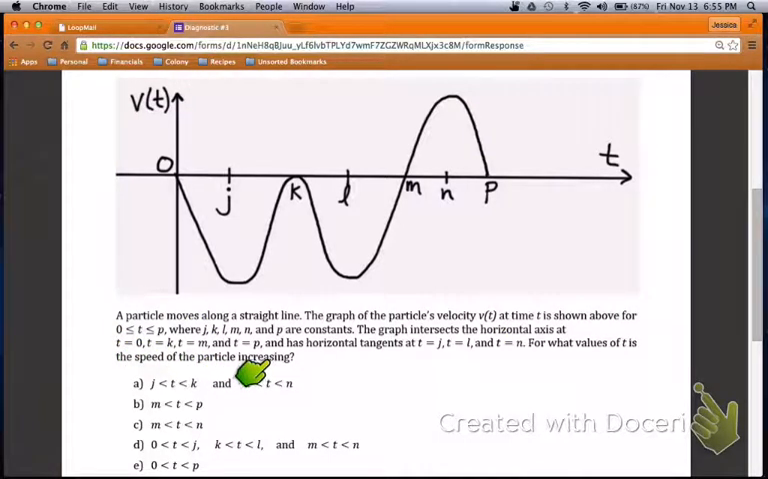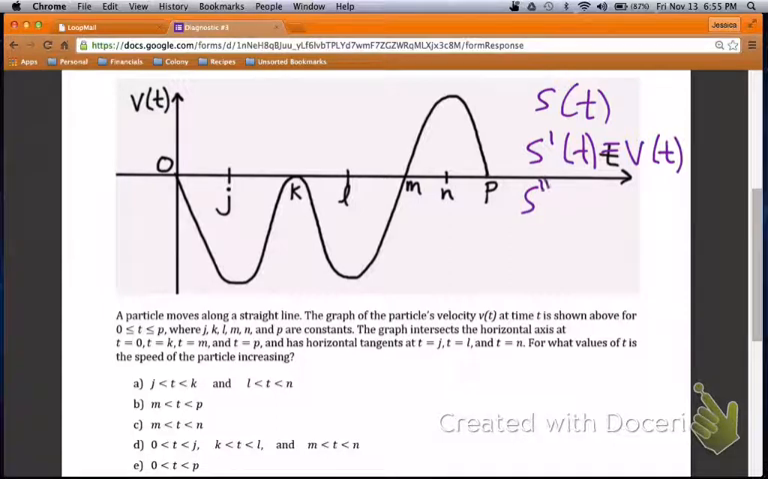So, a couple of things we need to remember. Remember that the original function f is like s of t, the position. The first derivative, s prime of t, is equal to the velocity. And the second derivative, s double prime of t, is equal to the acceleration. So, this graph that we're looking at is the velocity function, which means it's like the first derivative.